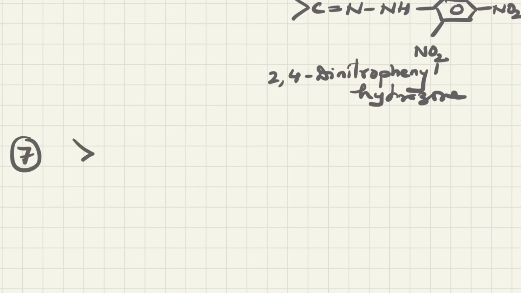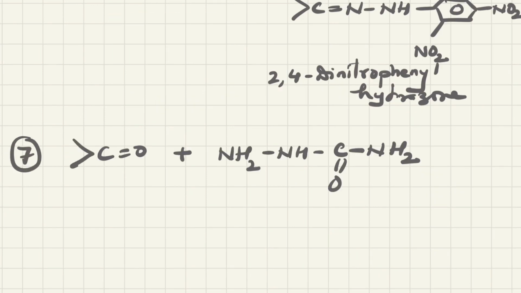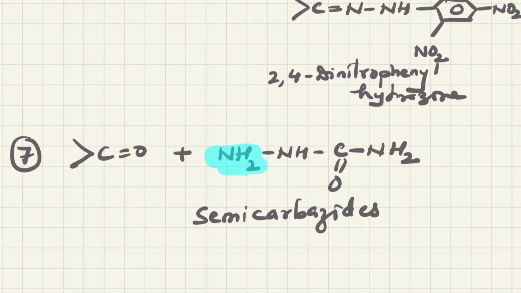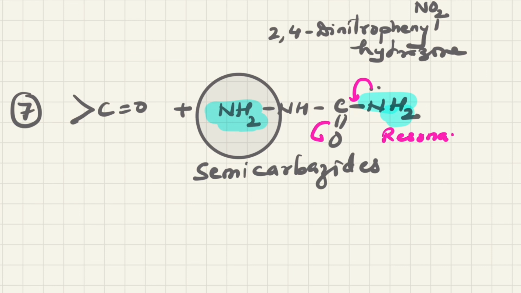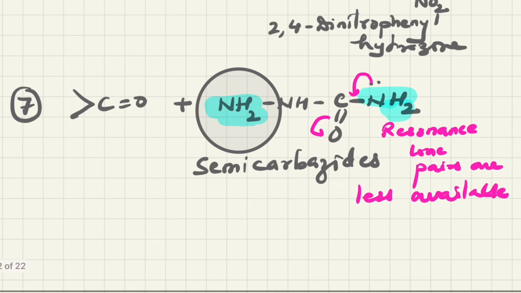Last one, this is known as semicarbazide. Here we have NH2 here also and NH2 here also, but only this NH2 will participate in reaction. Why? Because the other NH2, the lone pair, they are in conjugation. So due to this resonance, lone pairs are less available. Hence reaction will take place with the other NH2.